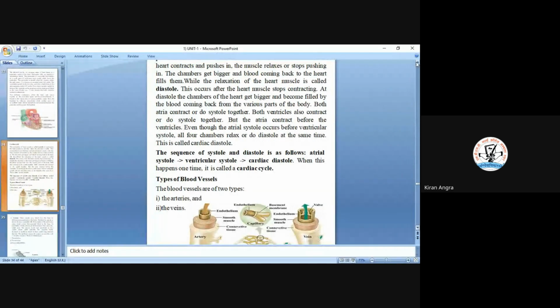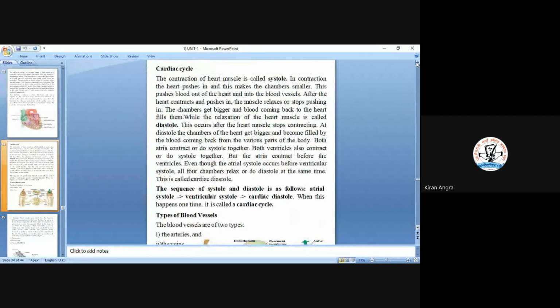Whenever your heart contracts to push the blood, the contraction pushes in, and as a result the chambers become small. You must have gone to the doctor to check your blood pressure. There are two words, systolic and diastolic pressures. These are basically the cardiac cycles. The contraction of the heart muscle is called systole. The contraction pushes in and makes the chamber smaller, pushing blood out of the heart into the blood vessels.